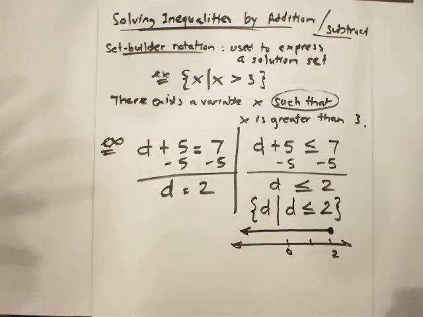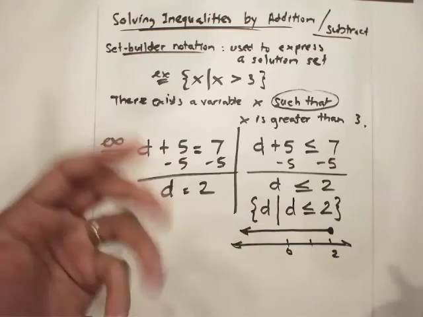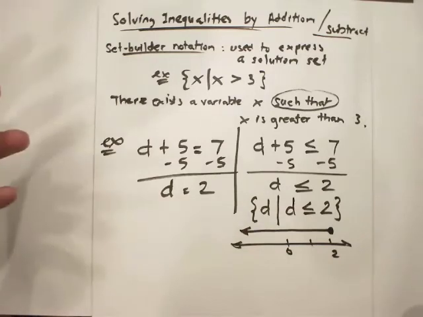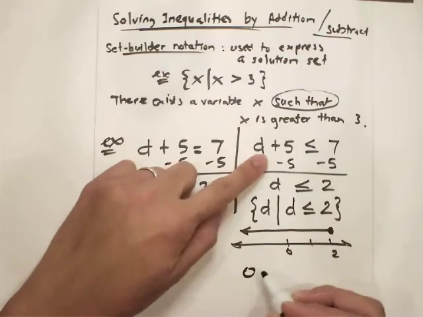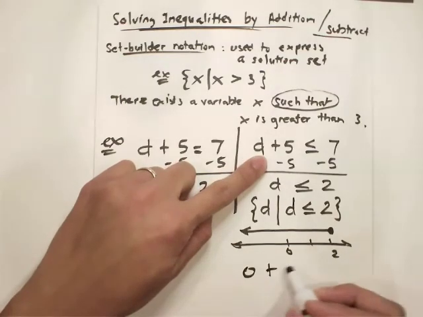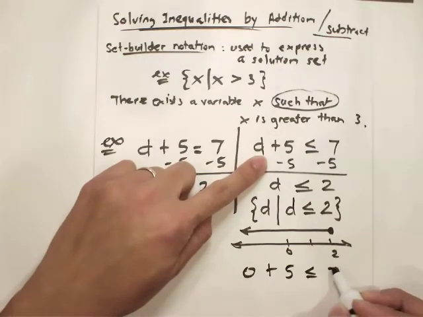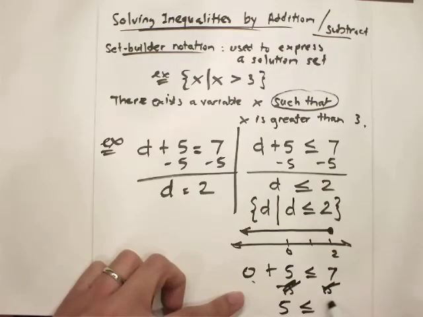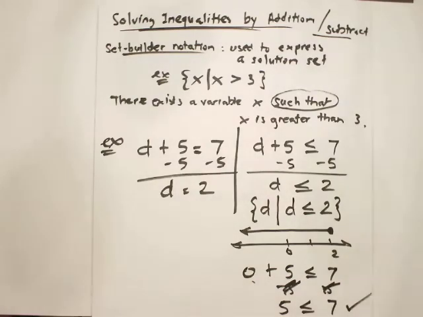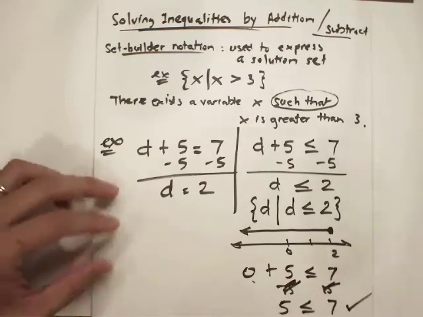Let's check it to make sure that our solution is correct. We found that anything that's less than 2 is going to be a solution, right? So let's check and then randomly select one number that's less than 2. So let's try 0. So let's check 0. I'm going to plug 0 into this inequality for d. So it's going to be 0 plus 5 less than or equal to 7. Sorry, we don't need to subtract. All I have to do is 0 plus 5 is 5. Is 5 less than or equal to 7? Yes, check. So you know that you're on the right track. Okay, so go ahead and try this one yourself.